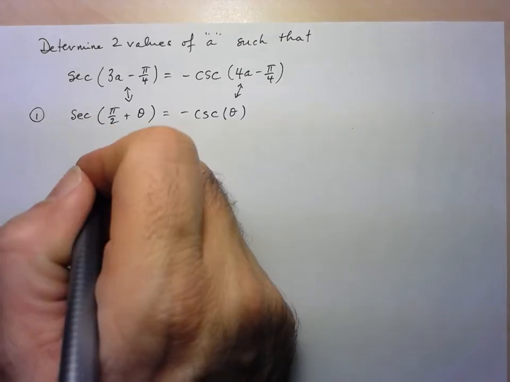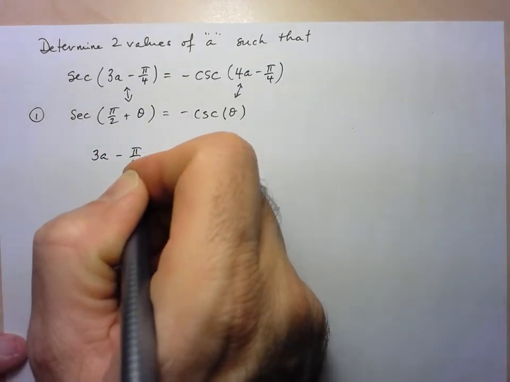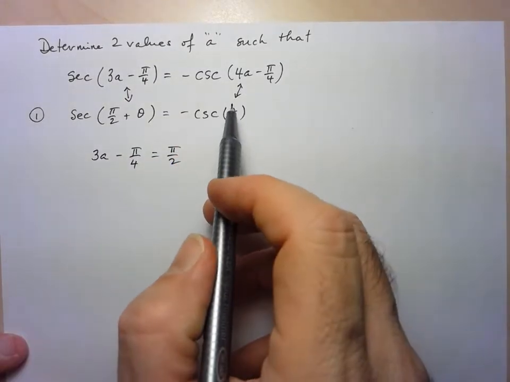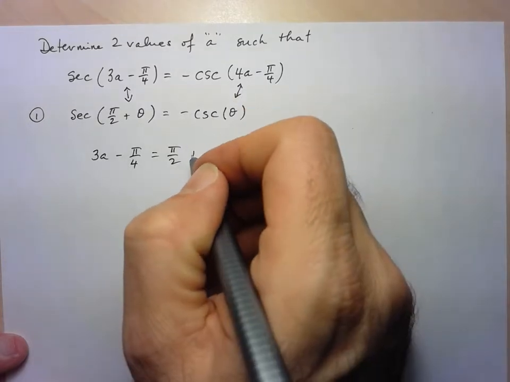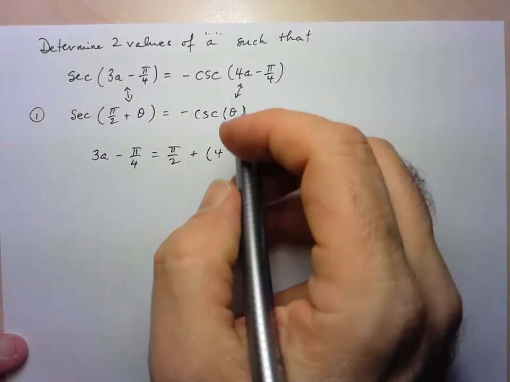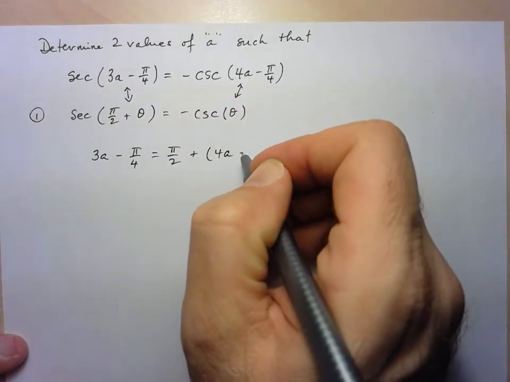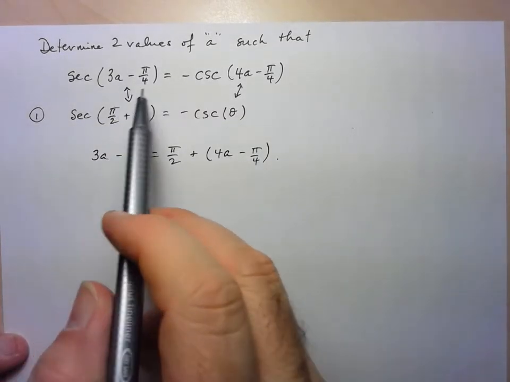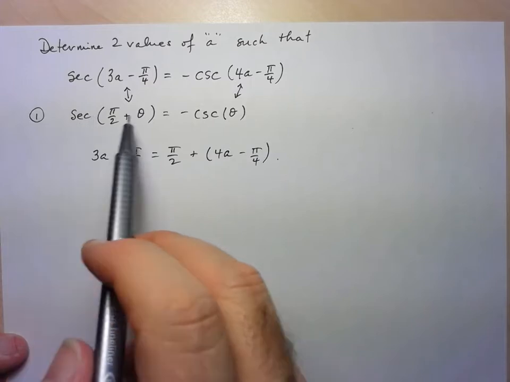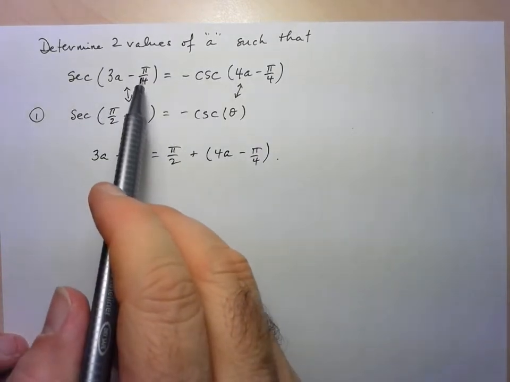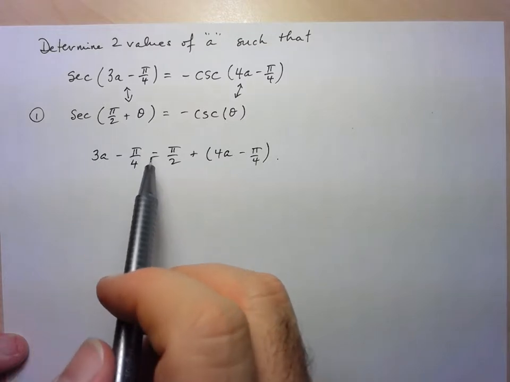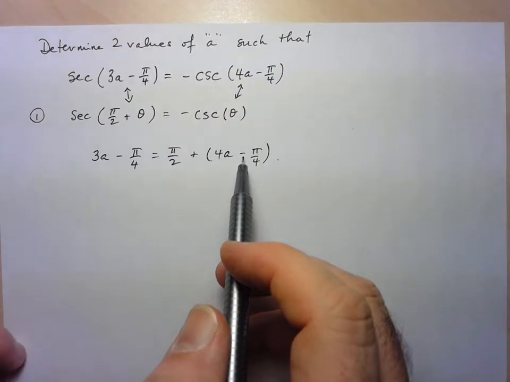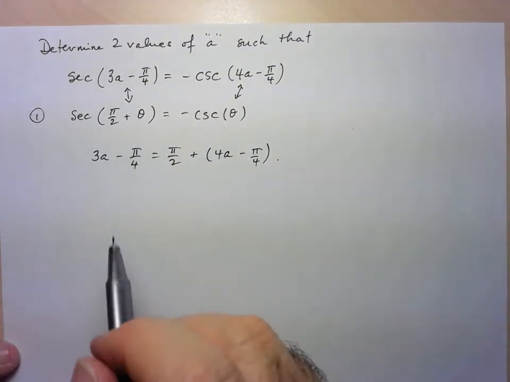So here, what I'm able to write is that 3a minus pi over 4 is going to be equal to pi over 2 plus theta. But what is theta equal to? It's just 4a minus pi over 4. All right. So again, all I'm doing is I'm equating the inputs on either side of the equation because the structure of the equation is exactly the same. So this angle here can be written as pi over 2 plus, okay, that angle there. And so now what I'm left with is an equation that only involves the inputs and that only includes the variable a, so we can solve for that.